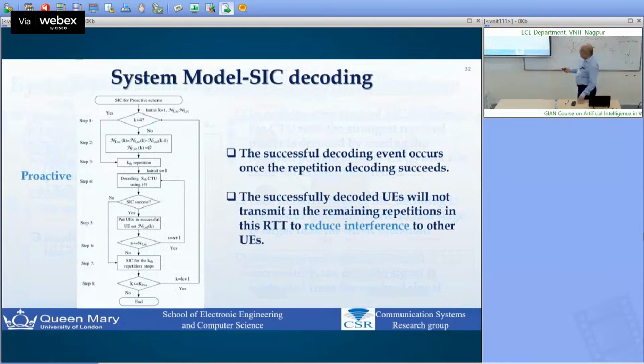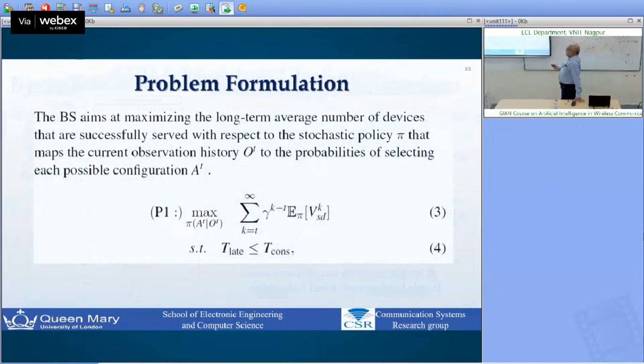Now, in the machine learning, we are going to formulate the problem here. What is the problem here? Like we did earlier in narrowband IoT, we are going to have an observation at a particular time interval t. Observations mean the previous certain time interval: how many preambles were idle, how many collided, how many singleton, how many devices were successfully decoded. All these observations we are going to have. Then at a particular time we are going to select the action.